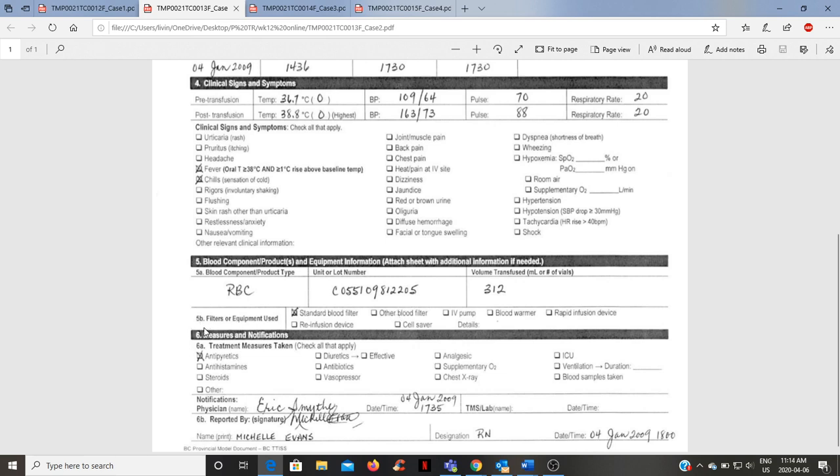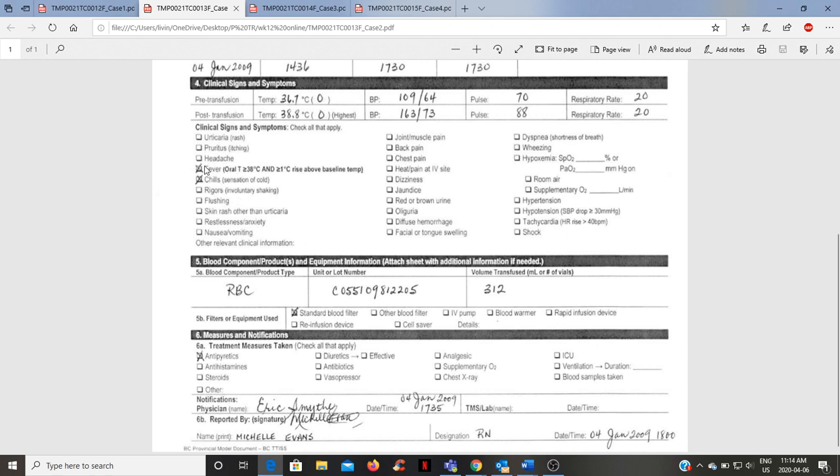Number 6, what did they treat him with? Antipyretics, so probably some Tylenol or ibuprofen there. They notified the doctor and they reported it, and here's the RN's signature. They did not call the lab, and that's all right. So let's go have a look at the questions. Actually, at the procedure, how about we do that?